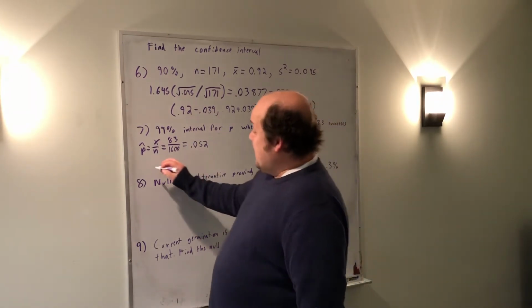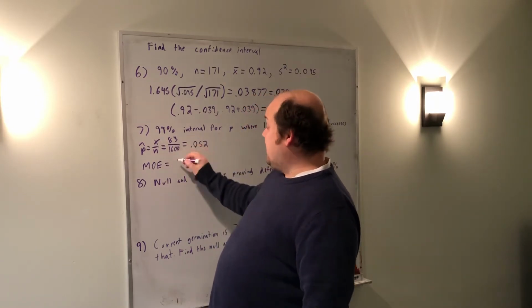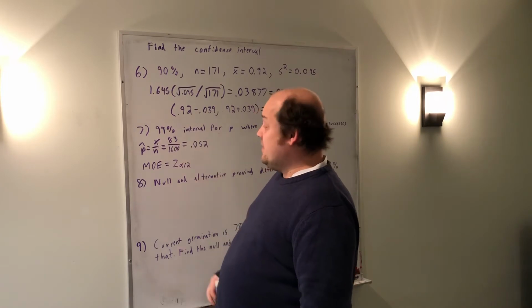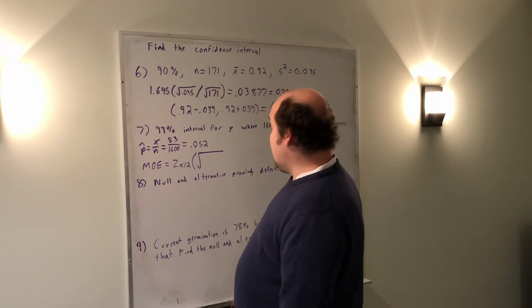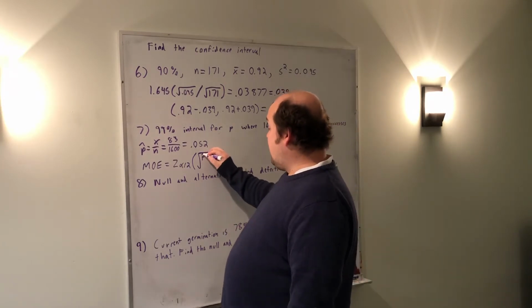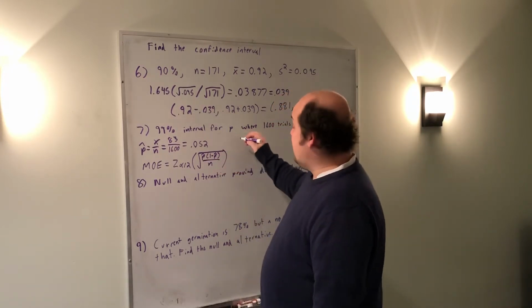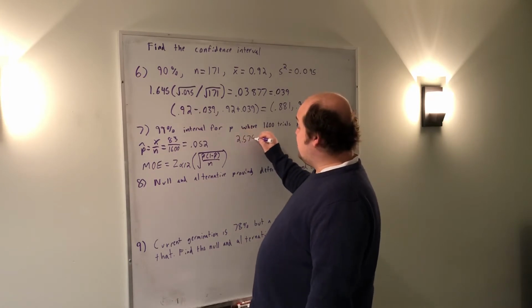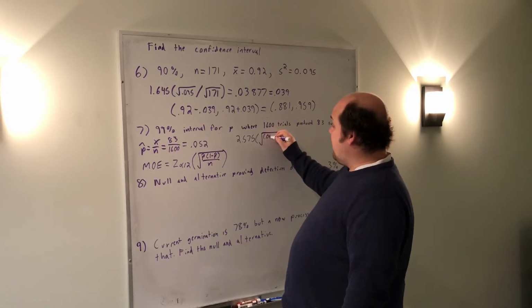Once I have my p hat, my margin of error for one of these problems is going to still be that z alpha over 2 value that are the same for means. Difference being that instead of multiplying by sigma over root n, I'm going to be multiplying by the root of p hat 1 minus p hat over n. So in this case, the z alpha over 2 value for 99% is 2.575. I'm going to be multiplying that by the root of 0.052, 1 minus 0.052, divided by 1600.